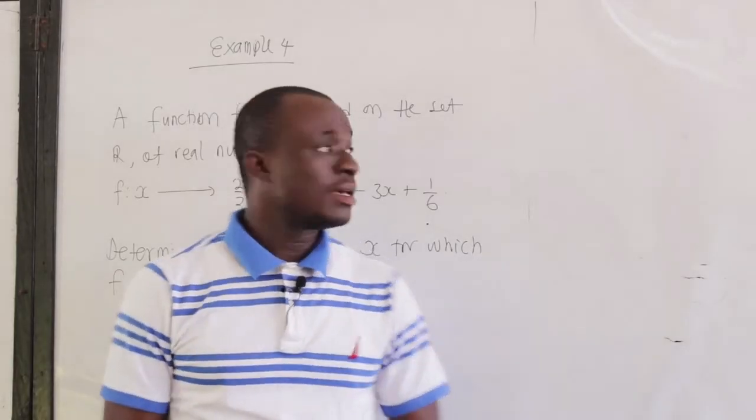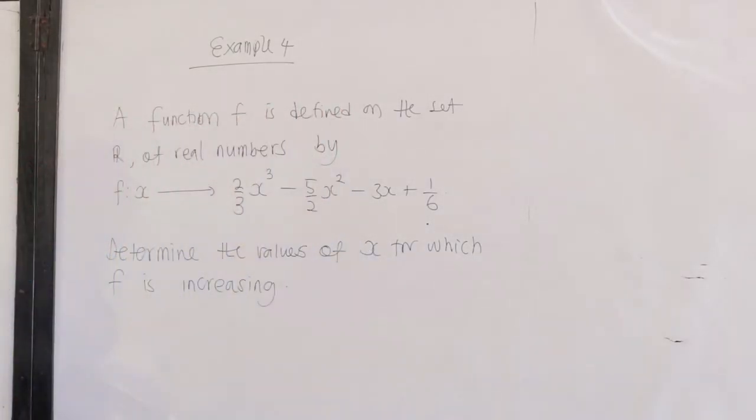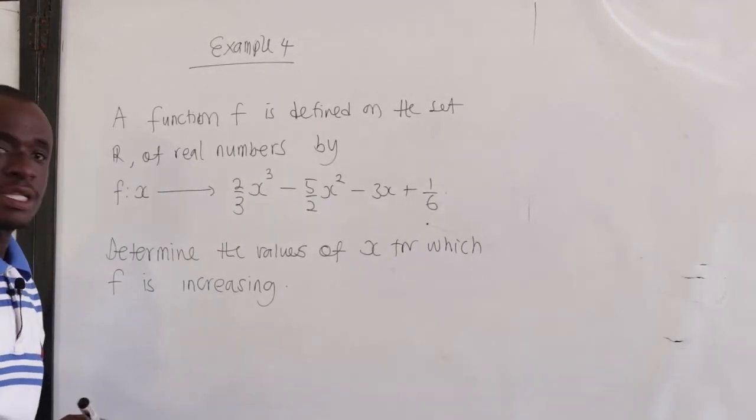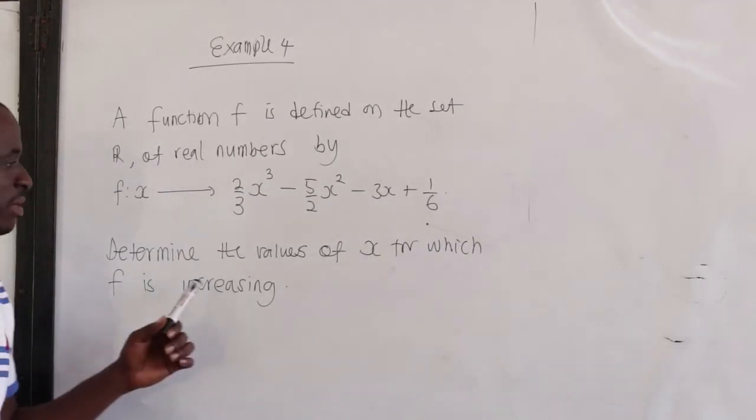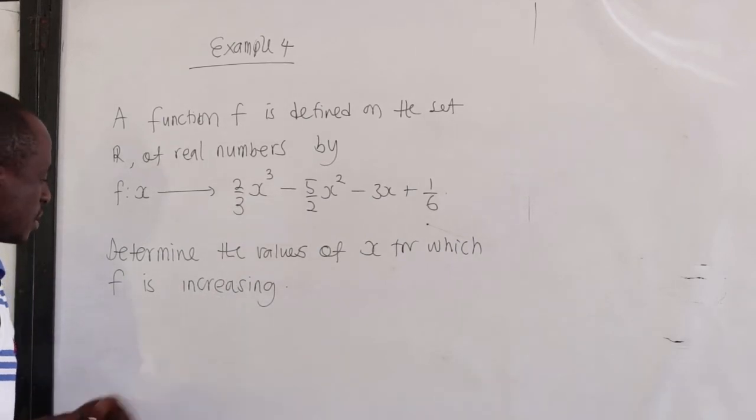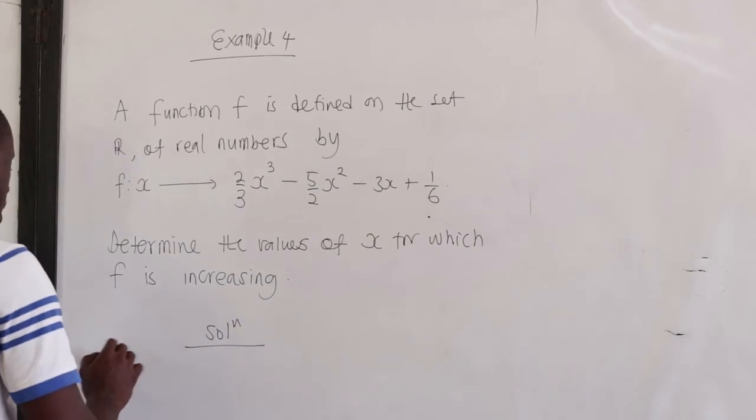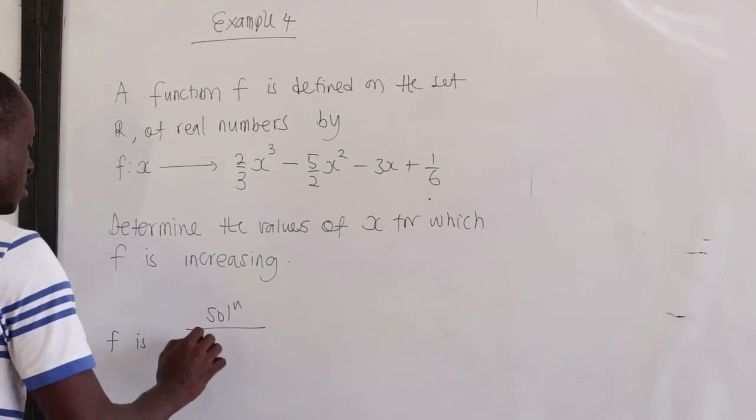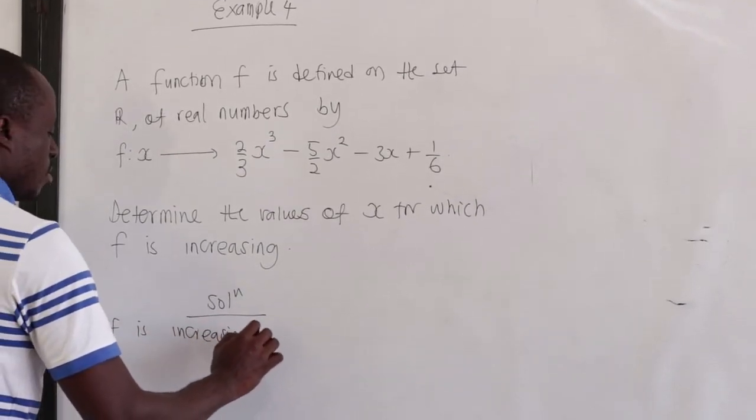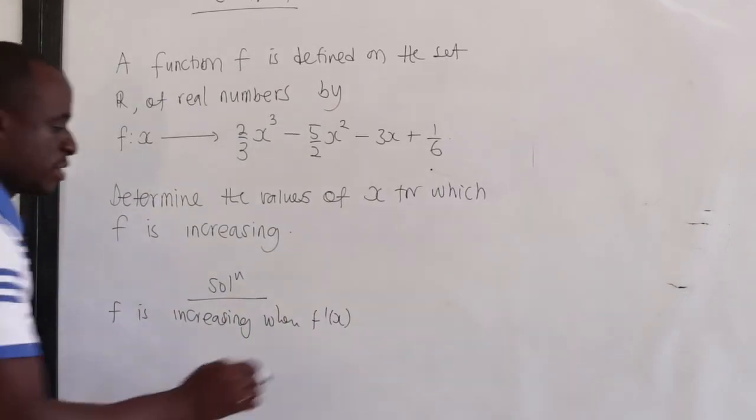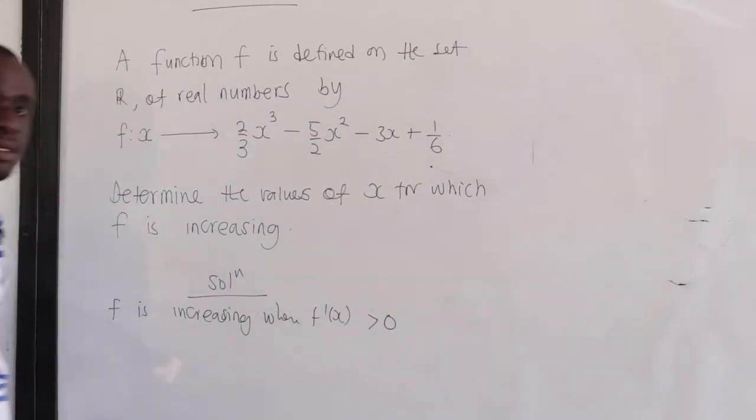Now let's consider our next example. A function f is defined on the set R of real numbers by f of x, which is mapping onto 2 over 3x cubed minus 5 over 2x squared minus 3x plus 1 over 6. We should determine the values of x for which the function is increasing. Now we know that f is increasing when our first differential is greater than 0.